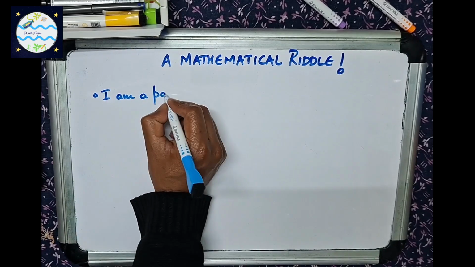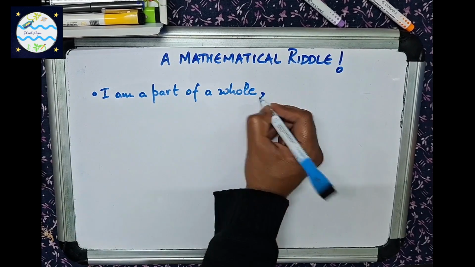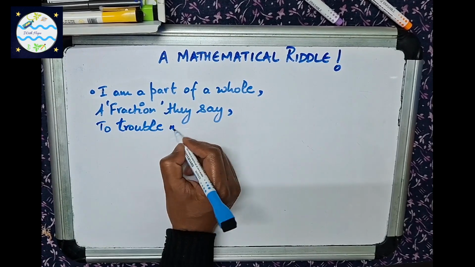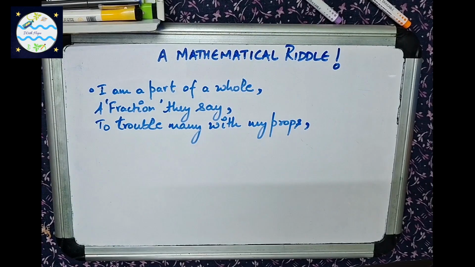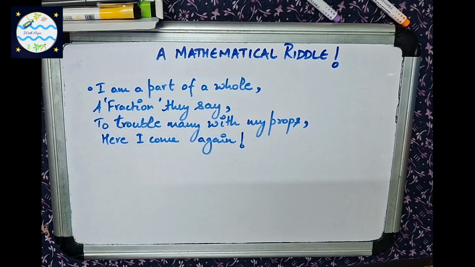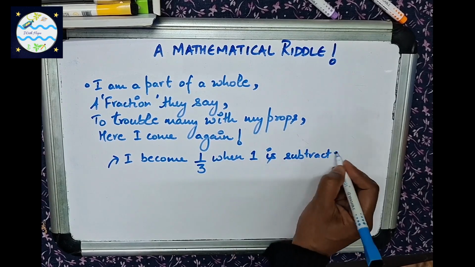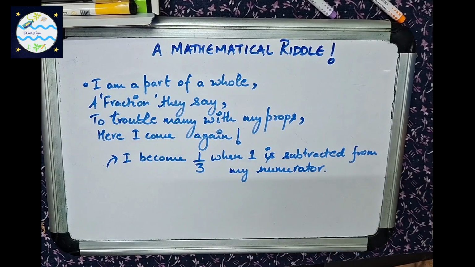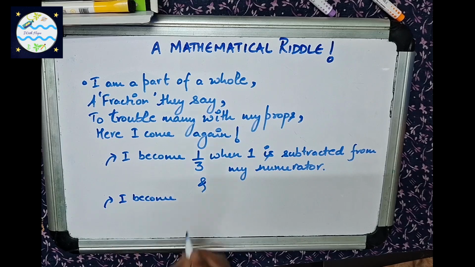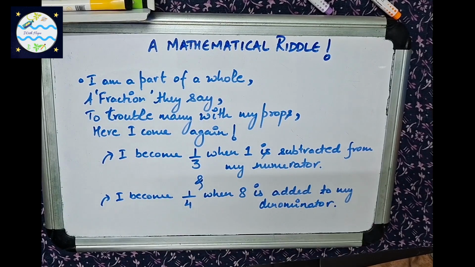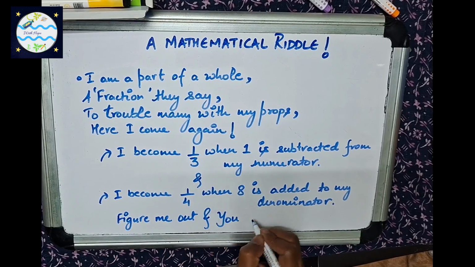Let's try a mathematical riddle. I am a part of a whole, a fraction, they say, to trouble many with my props or tricks. Here I come again. I become 1 by 3 when 1 is subtracted from my numerator, and I become 1 by 4 when 8 is added to my denominator. Figure me out and you win.